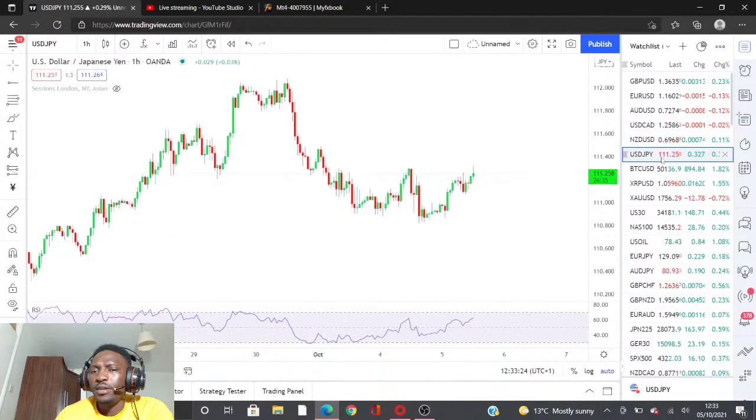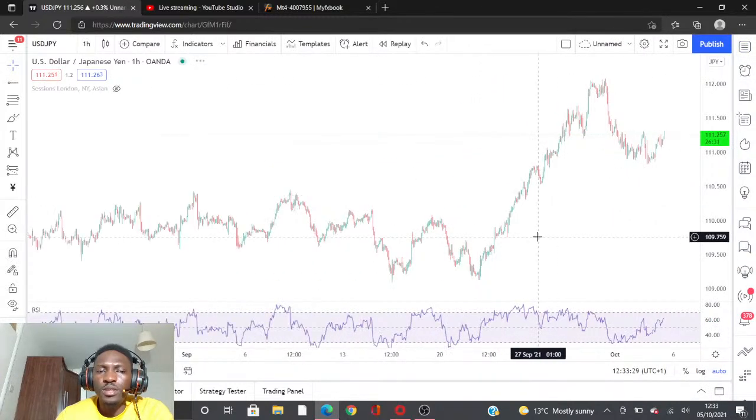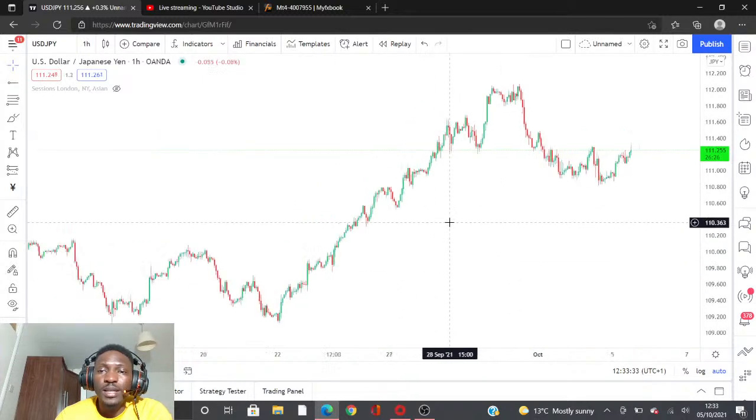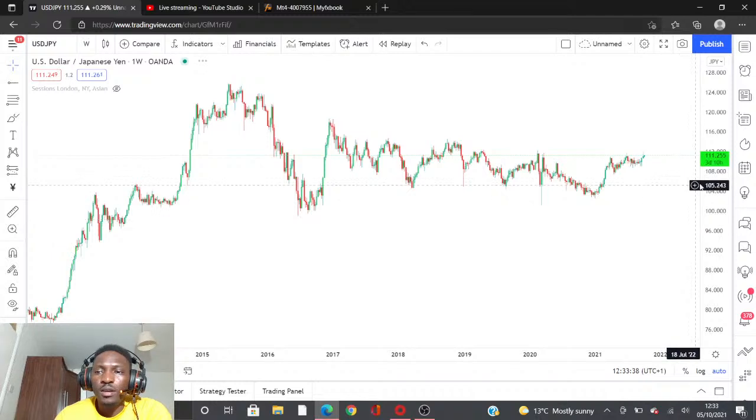Dollar yen. Let's look at dollar yen. We know what dollar yen is doing on a higher time frame. This is a trade where we expect the market to continue going up, really, up until that 118 level that we talked about yesterday.